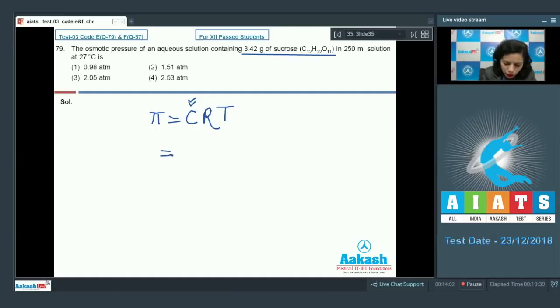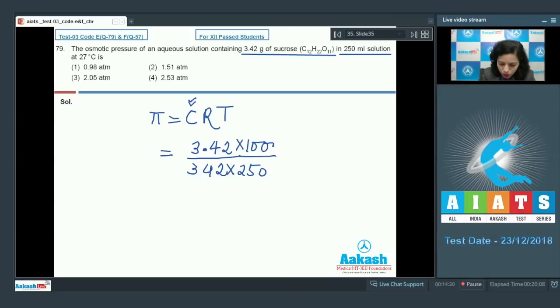Let's place the values here. The concentration you can find out with the help of the given mass, that is 3.42 divided by the molar mass of the sucrose. Molar mass of the sucrose is 342 gram per mole. With the help of its formula, you can even calculate. So this is divided by 342. These are the moles, and let's divide it by the volume of the solution. That's also given. It is 250 ml. And that's why I'm just dividing it by 250, and it should be in liter, that's why.